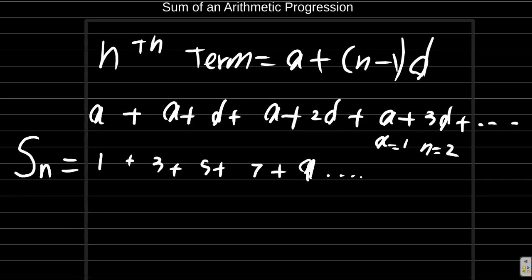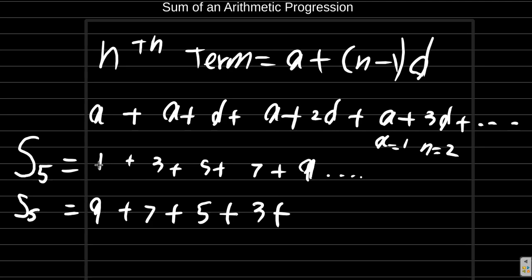Suppose, this is how many terms? 1, 2, 3, 4, 5 terms. This is 5 terms, so call it S5. Suppose we repeat S5, and this last term we write it first. It's 9 plus. The second to last term we write it second. It is 7 plus. The third to last term we write it third. It is 5 plus. The second term we write it second to last. It's 3 plus. The first term we write it last. It's 1.